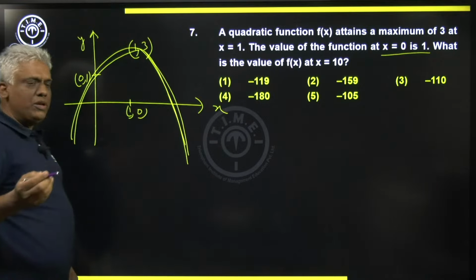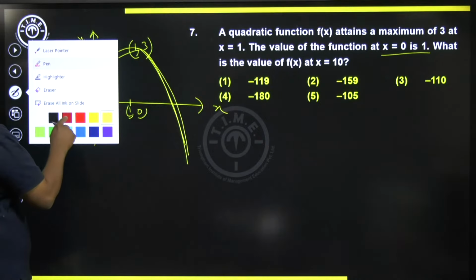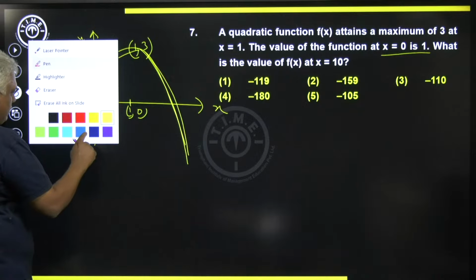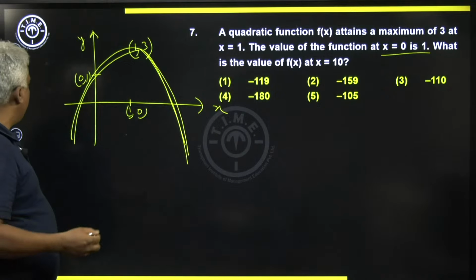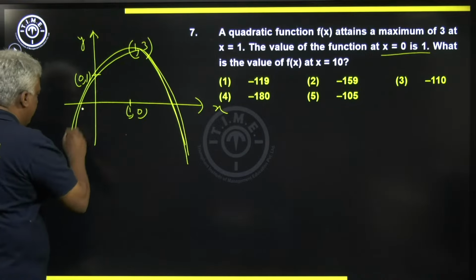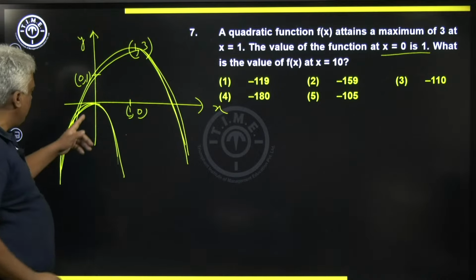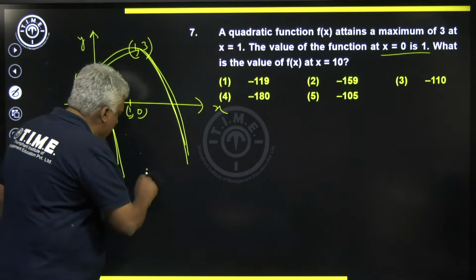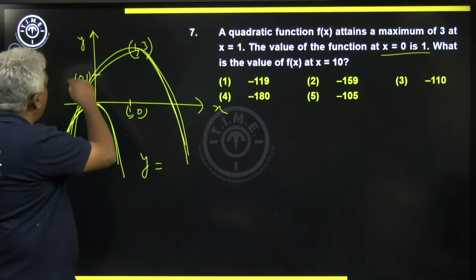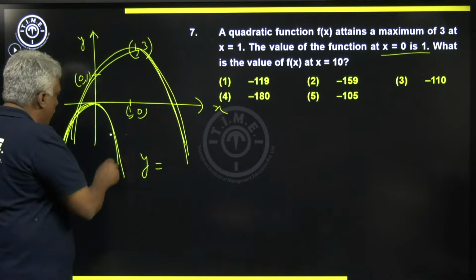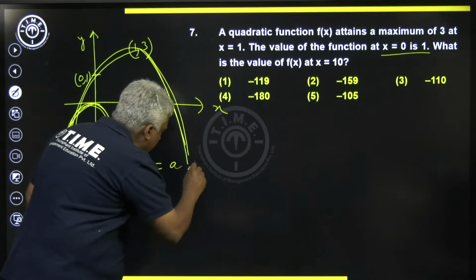Okay. Now what I'm doing is I'm just changing the color. Let's use the same color. Suppose this graph was here, it was like this. All of you know that this parabola, if it goes up, will be y equal to ax square. It's going down now, so this parabola will be y equal to a into x square.